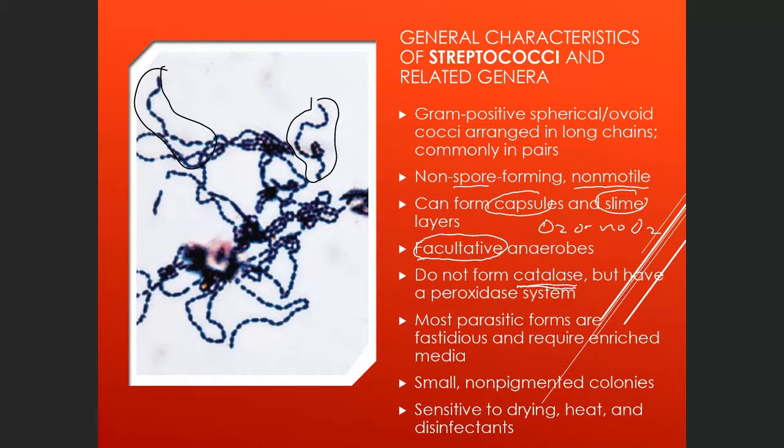Most pathogenic forms are fastidious. It means that they like blood. So therefore, if we want to culture them, it is required to mix the culture media with blood. They are sensitive to drying, heat, and disinfectants. So it's easy to protect ourselves against this Streptococcus by, for example, washing our hands and cleaning our area with disinfectants, maybe the kitchen tables, for example.